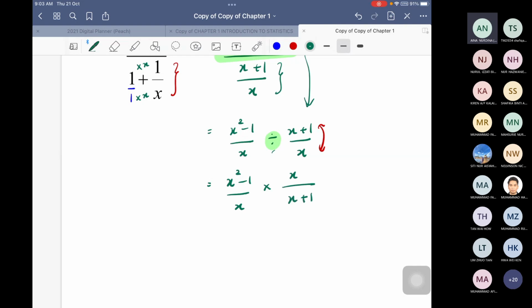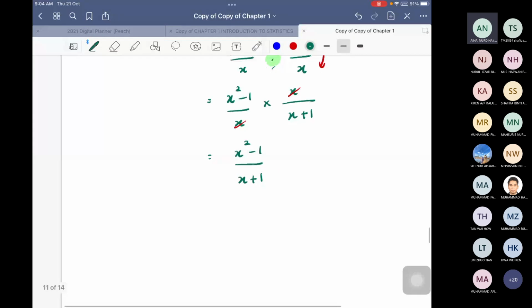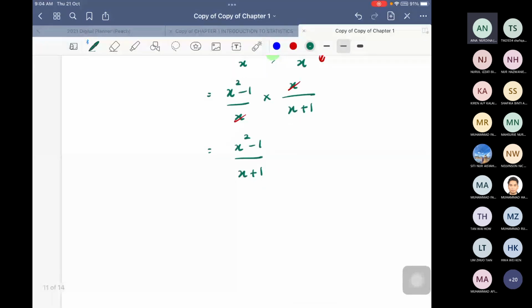Okay, so here they can simplify. The x and x we can cancel, and then we will end up with x square tolak 1 per x tambah 1. And the answer, don't leave it like this, because the question says simplify. Simplify means you have to make it into a form that is as simple as possible. You have to leave it in the simplest form.